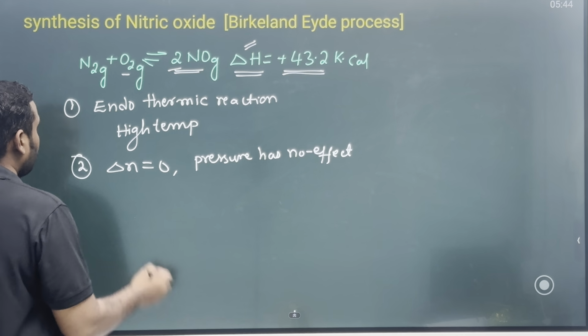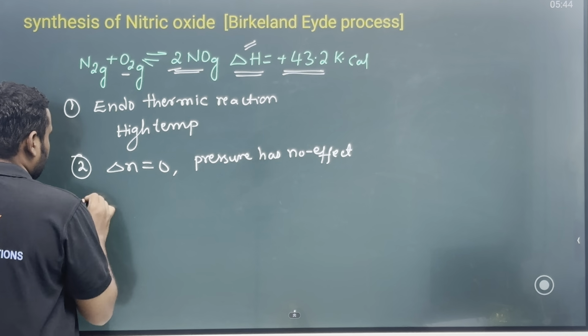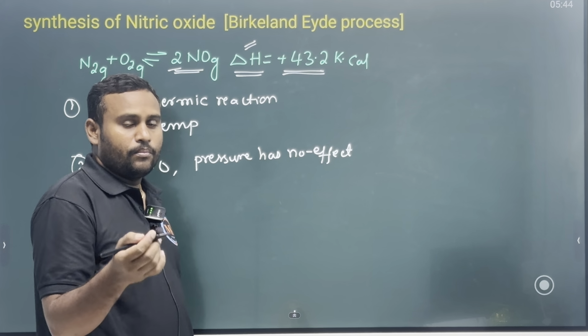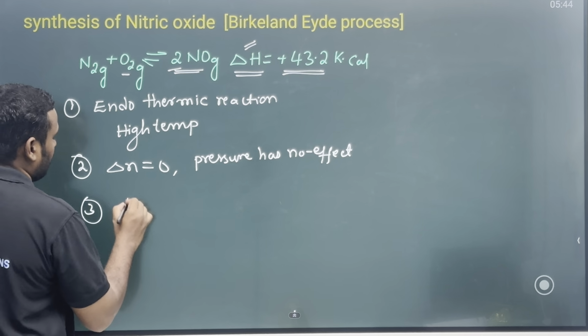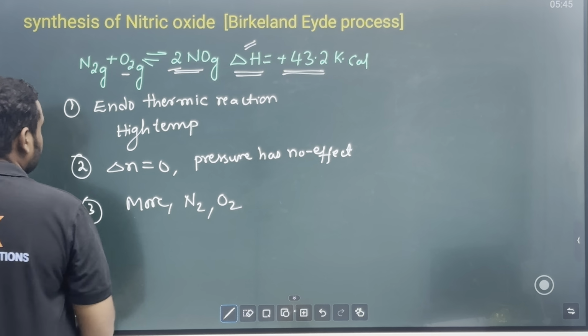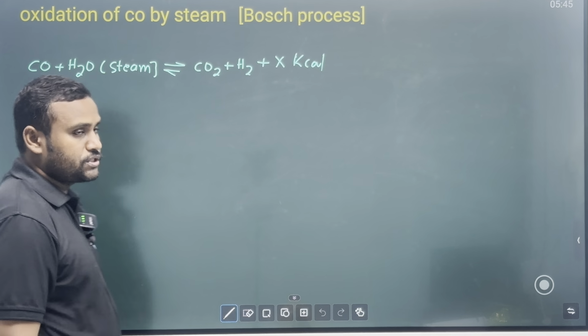And next, concentration. If you want more NO gas, we should take more N2 and O2. More N2 and O2 is favorable for more product. So increasing the concentration of reactants, or decreasing the concentration of product, is a favorable condition. Okay, so this is about the synthesis of nitric oxide by the Birkeland-Eyde process. Next, oxidation of CO by steam, the Bosch process.